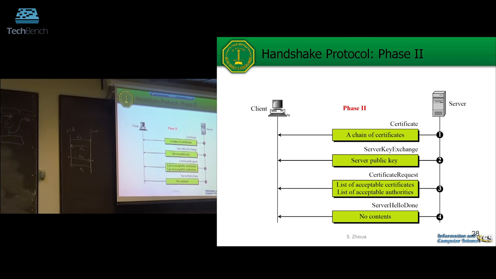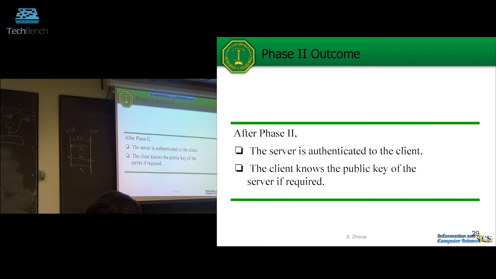What's the difference between the chain of certificates and the list of acceptable certificates? Here, this is the actual chain of certificates. Now the client needs to send the same, and here the server will tell the client, okay, I can accept only those certification authorities. So even the client has certificates. After this phase two, the server is authenticated and the client knows the public key of the server, if required.